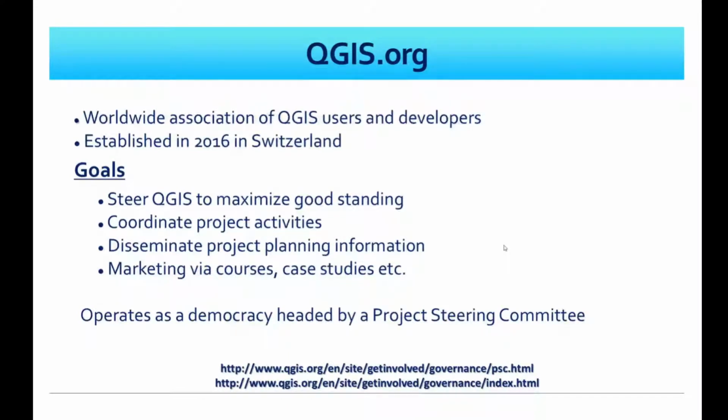So QGIS.org is a nonprofit registered in the country of Switzerland in 2016. And there is a project steering committee for the project. And this is a group of 7 people who are elected by the community. And they're there to steer QGIS to make sure it's heading in the right direction, that it sustains a good standing in the geospatial community, coordinate activities of the project, do a little marketing and case studies and things like that. So it operates as a democracy. So they just deal with issues that come up for the project.